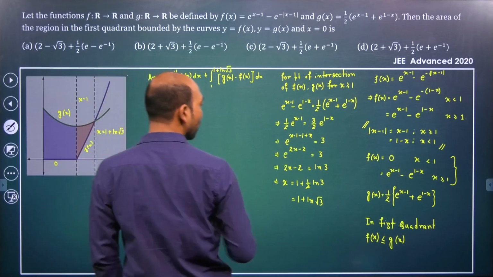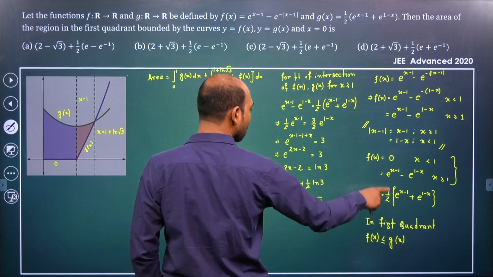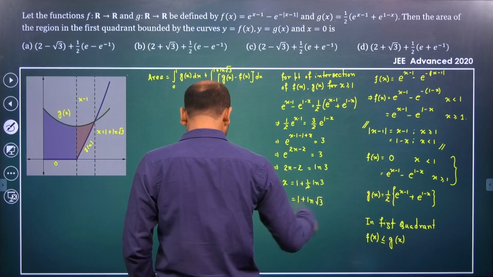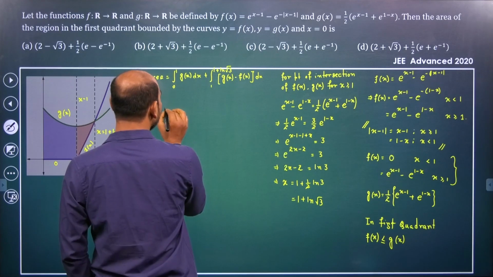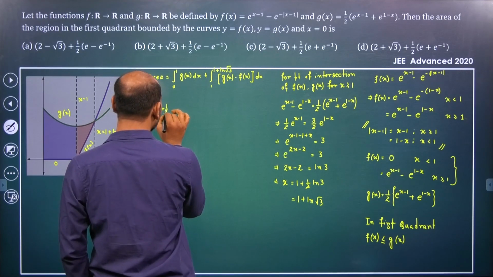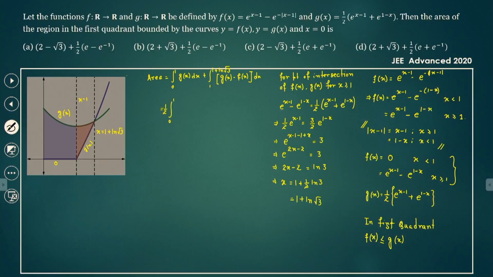So let's go ahead. When I write f(x) and g(x), we'll use these two definitions. So therefore, we'll say that it is equal to 1 by 2 times the integration from 0 to 1 of g(x), which equals e to the power x minus 1 plus e to the power 1 minus x dx, plus the integration from 1 to 1 plus ln root 3 of the function g(x), so this one minus this function. So let's write it down together.